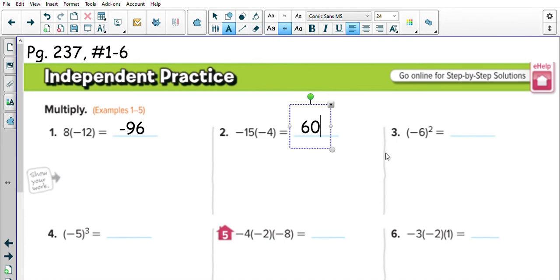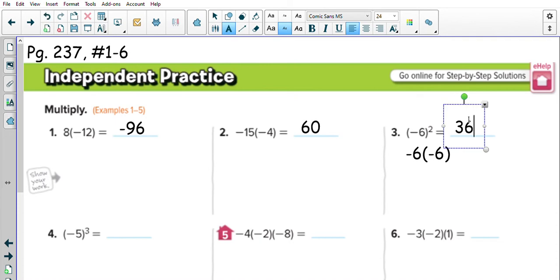And number 3, you may want to consider this as negative 6 times negative 6, which is negative 6 squared. 2 negatives make a positive, so this solution should be positive 36. Remember, we said if the exponent is even and your base is negative, your answer will be positive.